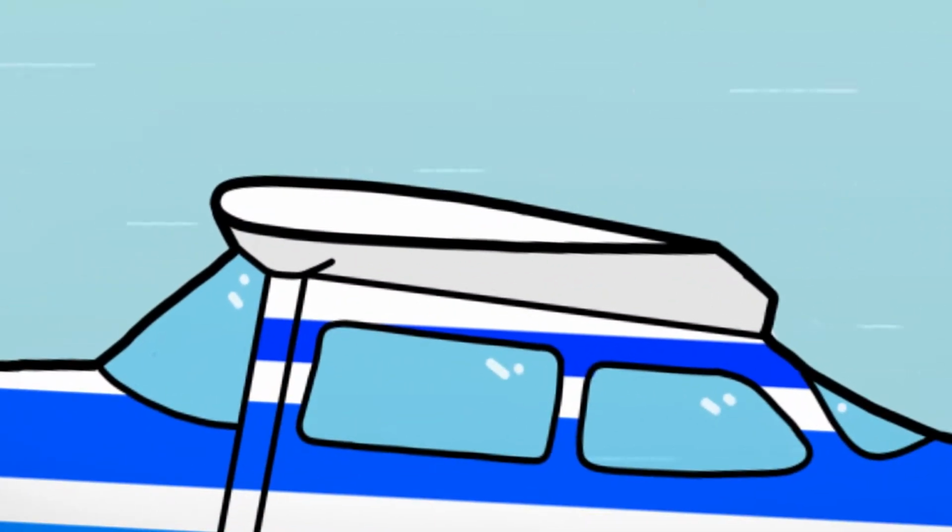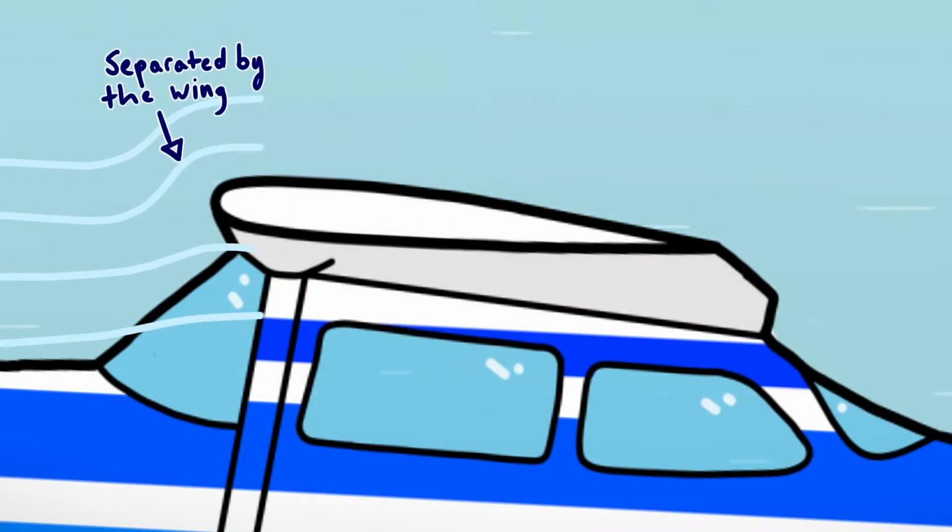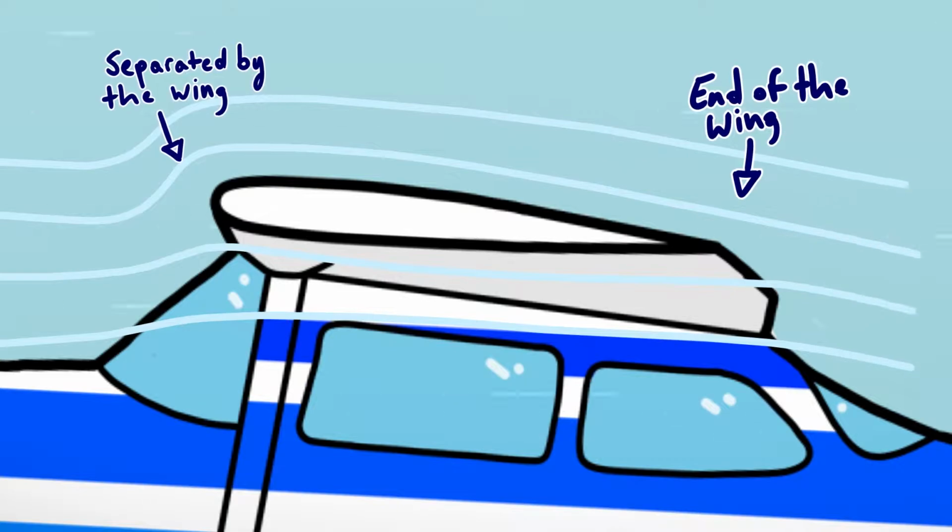Hey, you know the way you're usually taught how airplanes fly? How there is a lower pressure on top and a higher pressure on bottom, which is caused by the fact that the air, when separated by the wing, has to reach the end of the wing at the same time? As it turns out, this explanation is kind of wrong.